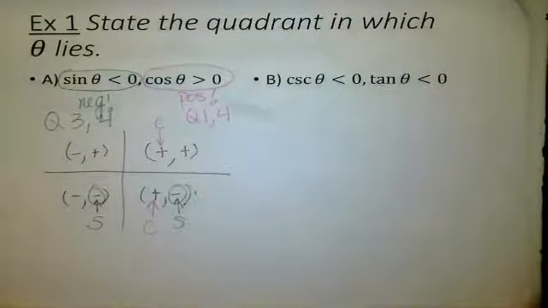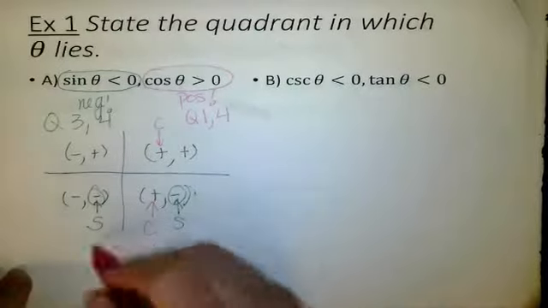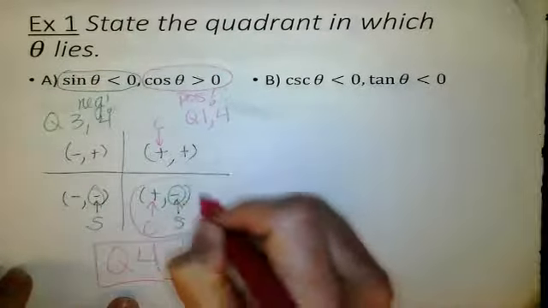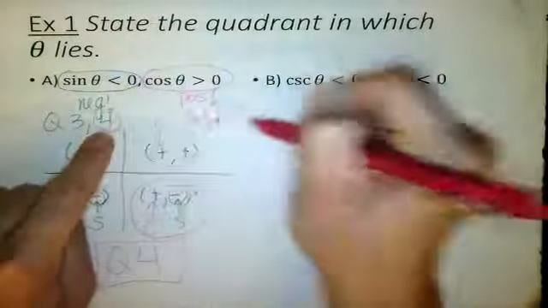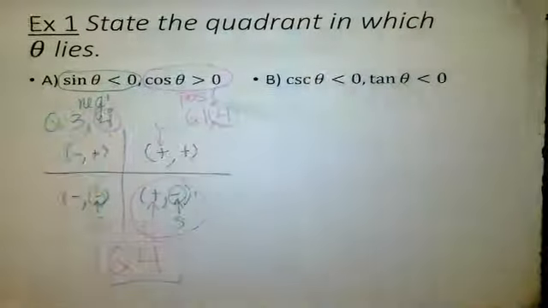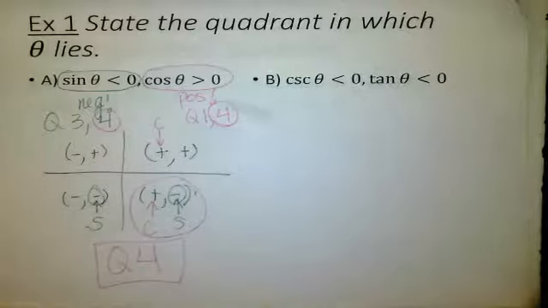So which quadrant satisfies both conditions? Quadrant 4 works. They both work in quadrant 4. And you can see that here. We've got 3 and 4, 1 and 4. They both work in quadrant 4. So however you want to denote that, that is the bulk of what we want to figure out. Which quadrant are we in? Okay. So letter B.